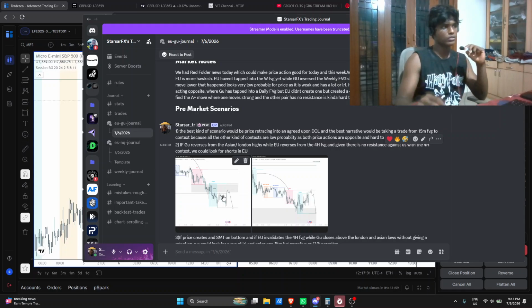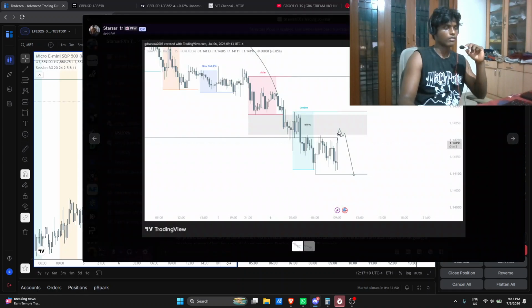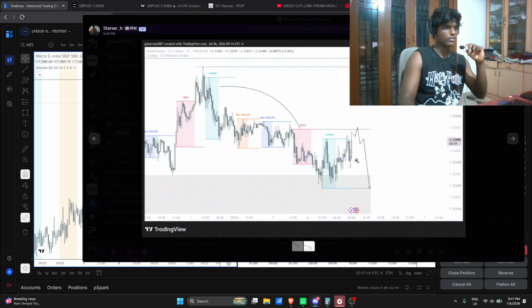What I wanted to see in the first scenario would be price creating an agreed upon DOL, something like here we had this 4 hour fair value gap that price could go into because it's the closest one. But in this, we had this Asian lows. So even if you're going to be bullish, you're going to have to take these Asian lows at some point.